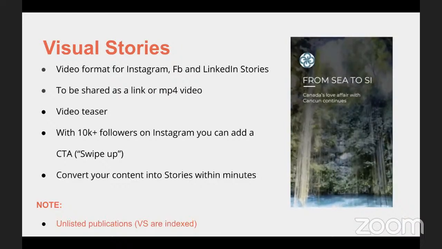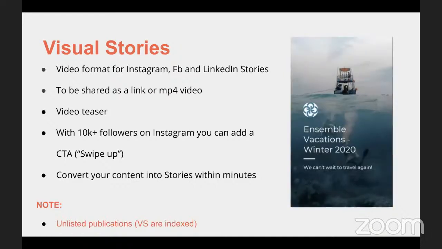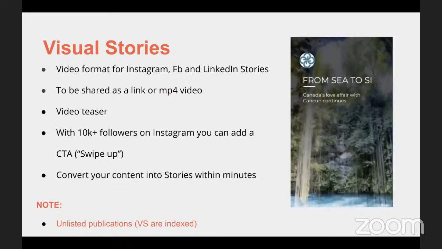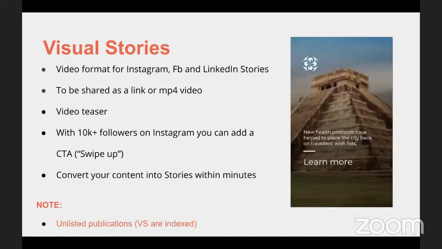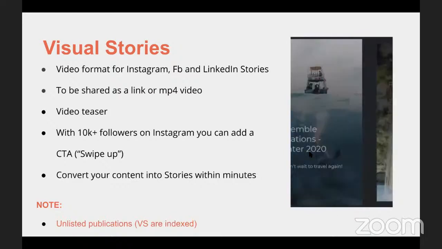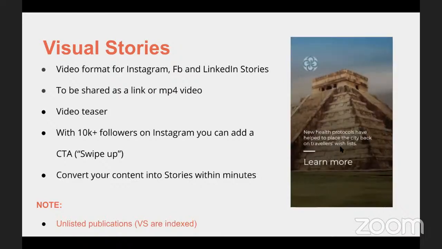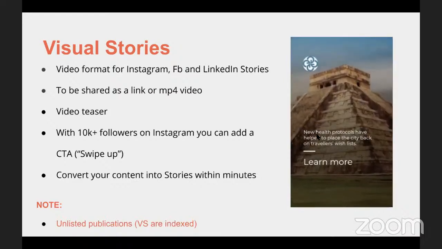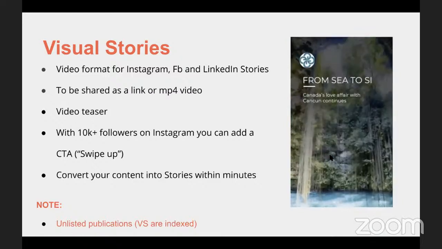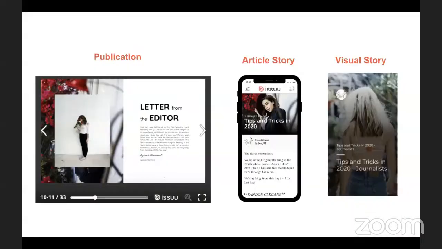Again, a note for unlisted publications: if you create these, remember visual stories are indexed. So if you do not want anyone who doesn't have the direct link to see the publication, then we wouldn't suggest creating visual stories, because these are indexed. If someone searches on Issuu or on Google and types in, for example, new health protocols or ensemble vacations 2020, they might be able to find the visual story and from there get to the original publication.